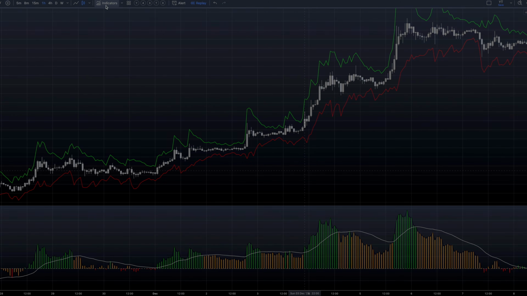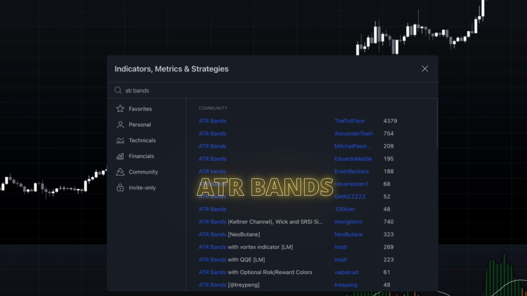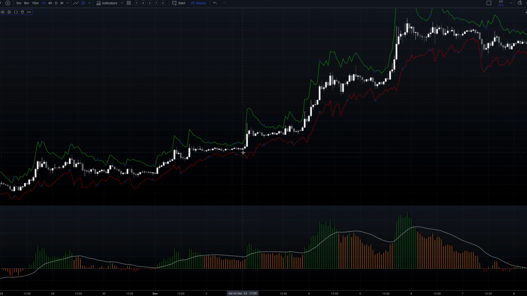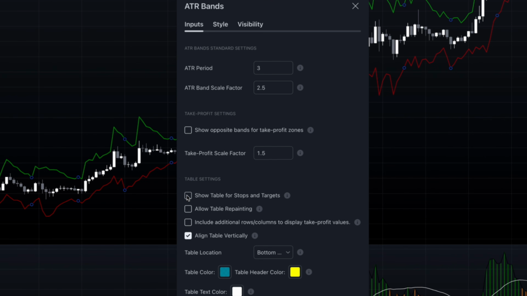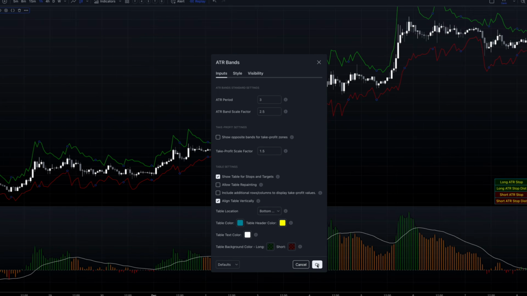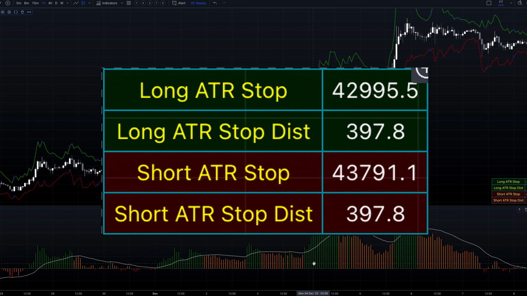For managing stop losses and profit targets, I use the ATR bands indicator by TRD Floor. It's especially helpful as it not only shows the traditional ATR bands around price, which you can adjust to your preferences, but also provides a convenient table showing potential entry and exit points based on your trade direction. The table automatically calculates these levels according to your settings.